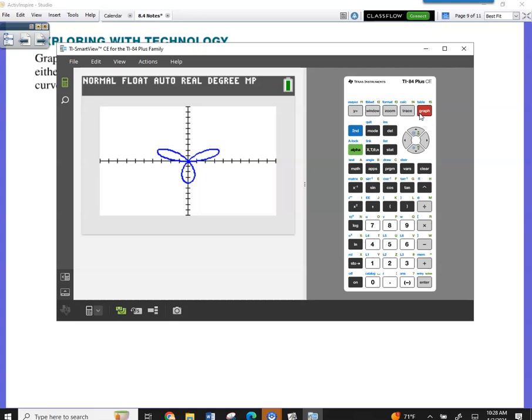When you change the window, make sure you don't accidentally hit Zoom 6 after, because now you've just gone back to the other window.